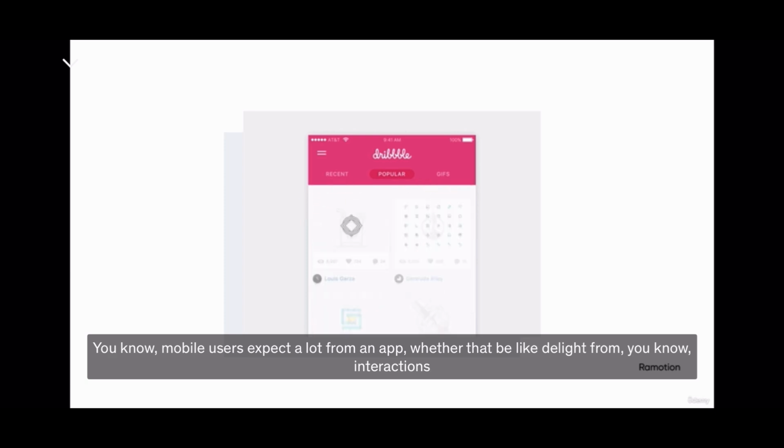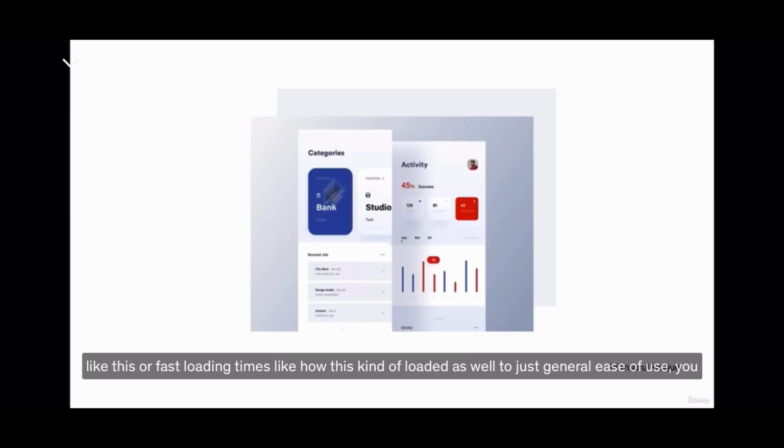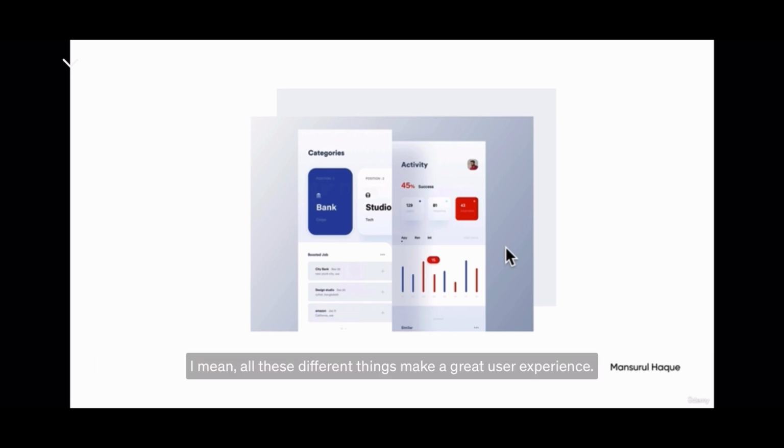Mobile users expect a lot from an app, whether that be light-form interactions like this, or fast loading times, like how this loaded, as well as just generating ease of use. Just the clarity of this mobile design over here, how easy it is to use. All these different things make a great user experience. So let me jump right into those best practices.